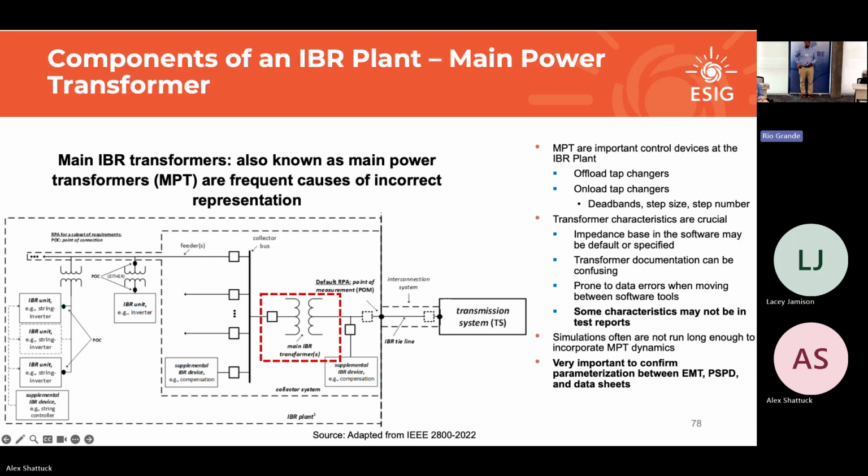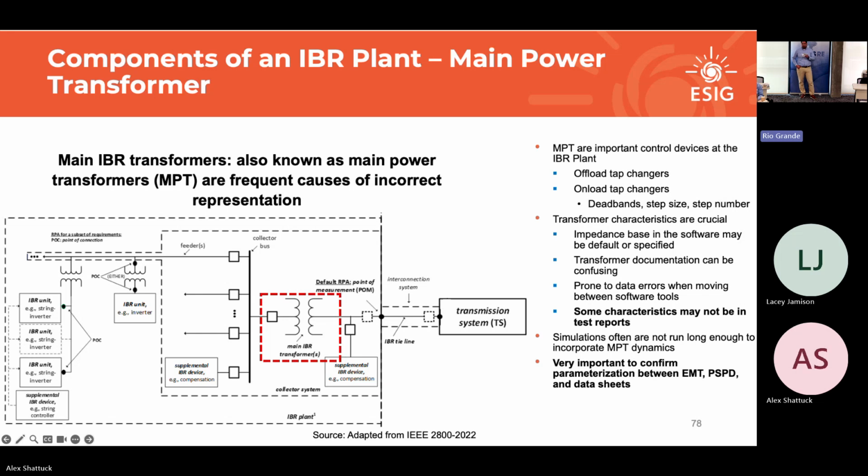Sometimes they're similar or the same, but when you're going through and trying to figure out the size of your transformer, the size of the transformer will be an MVA value, but it may not be the impedance base that you're using. So just keep that in mind as you go through. We'll talk about common sources of error when we talk about PSPD and EMT model benchmarking.